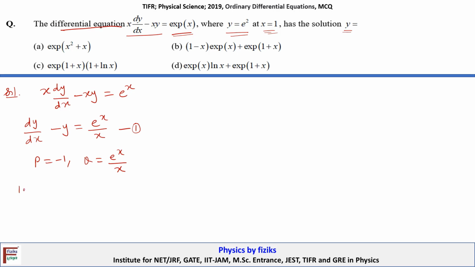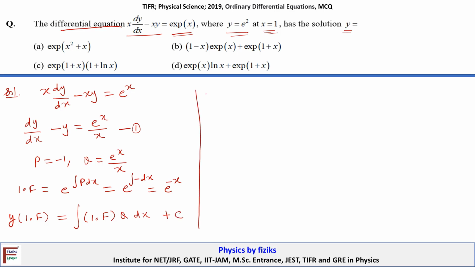Now the integrating factor for this differential equation is given as e to the power integration of p dx, and here p is minus 1, therefore this becomes minus dx. On integrating this we can write it as e to the power minus x. This is the integrating factor for this given differential equation. Now the solution can be written as y into integrating factor is equal to integration of this integrating factor into q dx plus some arbitrary constant c.